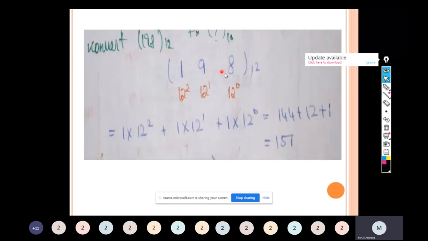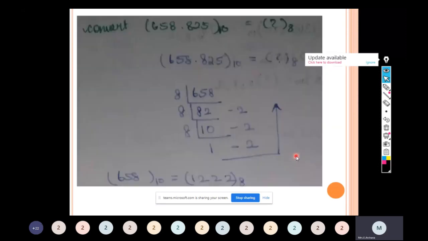198 consists of only the integer part, so we have to start numbering from the LSB. Here the base value is 12, so 12 power 0, 12 power 1 and 12 power 2. So we multiply: 1 into 12 power 2, plus 9 into 12 power 1, plus 8 into 12 power 0. When we multiply and add all these things, we will get the answer.